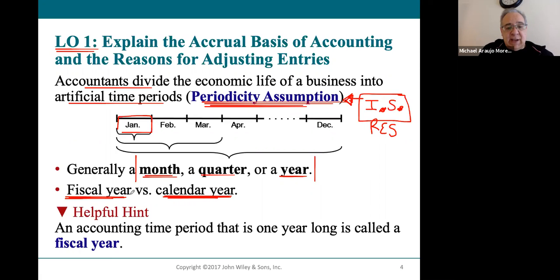Well, they can, because they can use a fiscal year. But their fiscal year is going to be different than the calendar year in that it's going to start February 1st of every year and end the following January 31st of every year. Okay, which is different than a calendar year, but still it's 12 consecutive months.